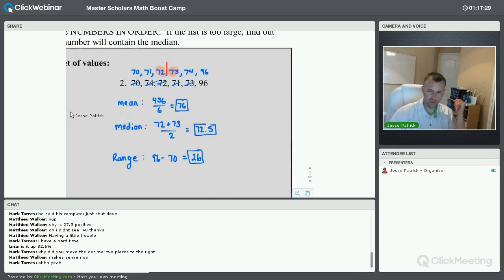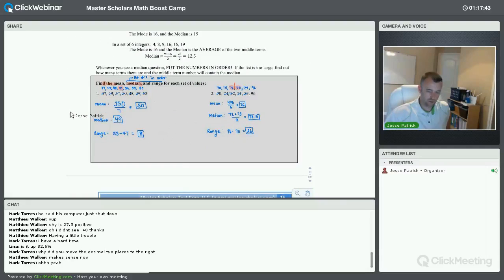And because 96 is kind of what is called an outlier, it is a large range, even though all the other numbers only differ by 4. But hey, that's what an outlier does. It really affects the range quite a bit. So that's mean, median, and range.